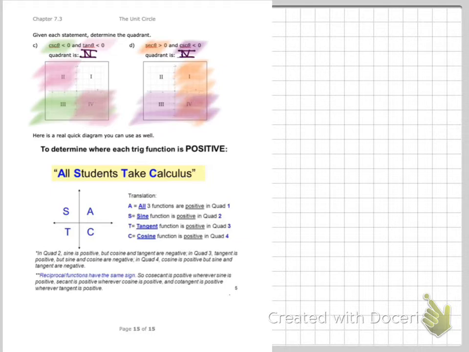A lot of students find that really helpful. This is the end of chapter 7.3.